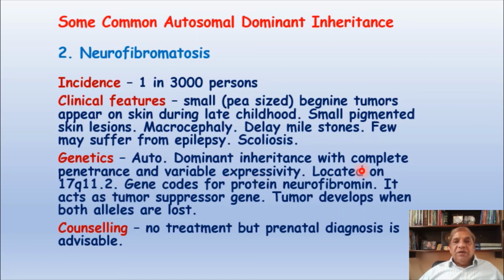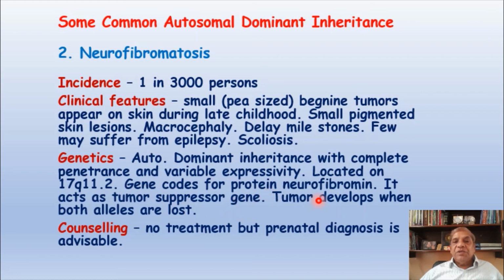Genetics: autosomal dominant inheritance with complete penetrance, though I don't want to go into detail. The gene sometimes is partly expressed, sometimes it is fully expressed. When it is fully expressed, it is called complete penetrance, and with variable expressivity. That means its expression sometimes is in one form and sometimes in other forms. So the pigmentation and the pea-shaped benign tumors are its expression, which may be in different ways. The gene is located on the long arm of chromosome number 17 at position 11.2.